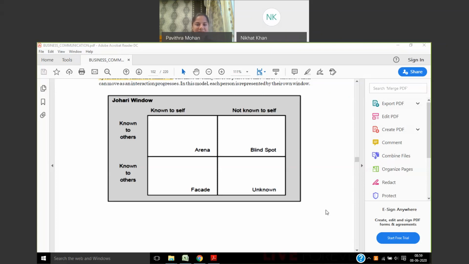What is blind spot? Blind spot is something where I am not aware of, but others all know. That's what I told you. I go to a restaurant, I eat food, something is stuck around my mouth. If I don't know it, but others are able to see it, then it's called a blind spot.